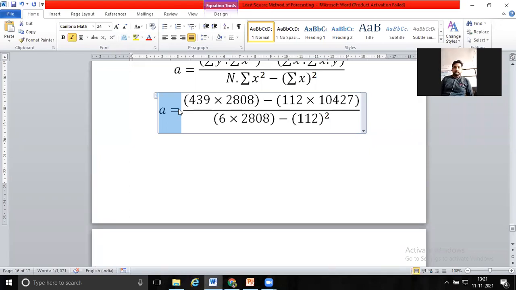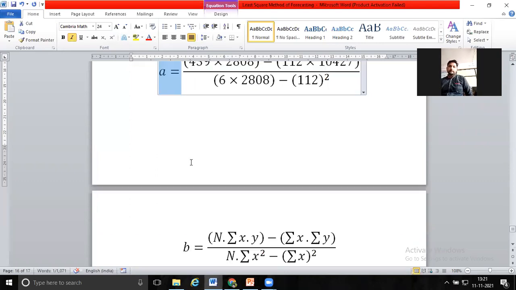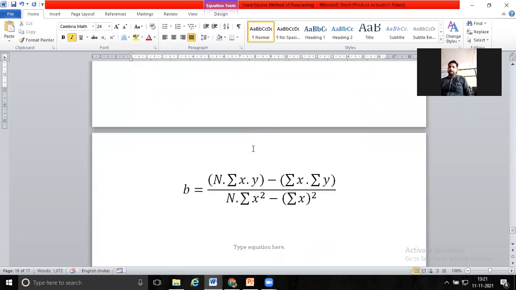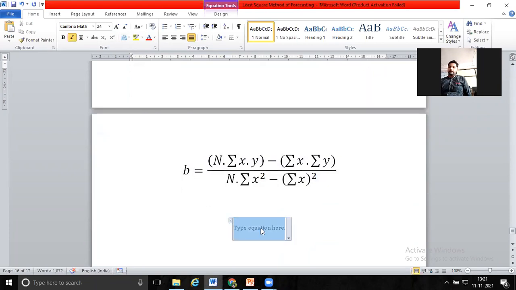Prerna will tell the A value, Prerna Ekatpure, and Snehal will tell the B value. Okay, so calculate A, okay, A value, and tell me the answer. Then B can be calculated.